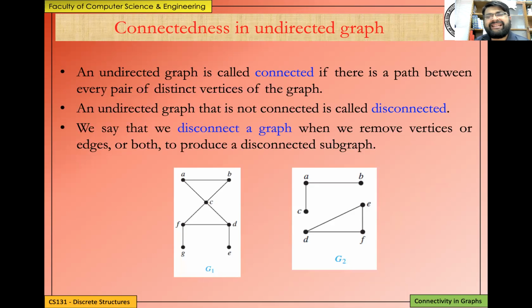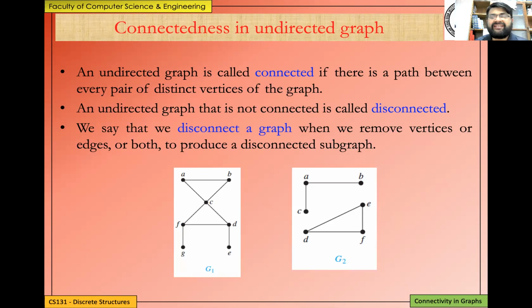So how do you define connectedness in undirected graphs? An undirected graph is called connected if there is a path between every pair of distinct vertices of the graph. So an undirected graph is connected if there is a path available for each pair of distinct vertices in the graph. An undirected graph that is not connected is called disconnected, right?